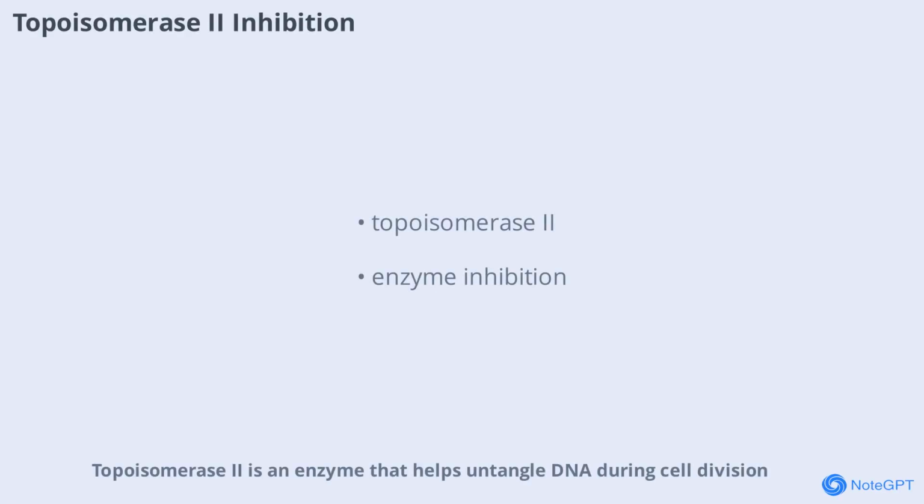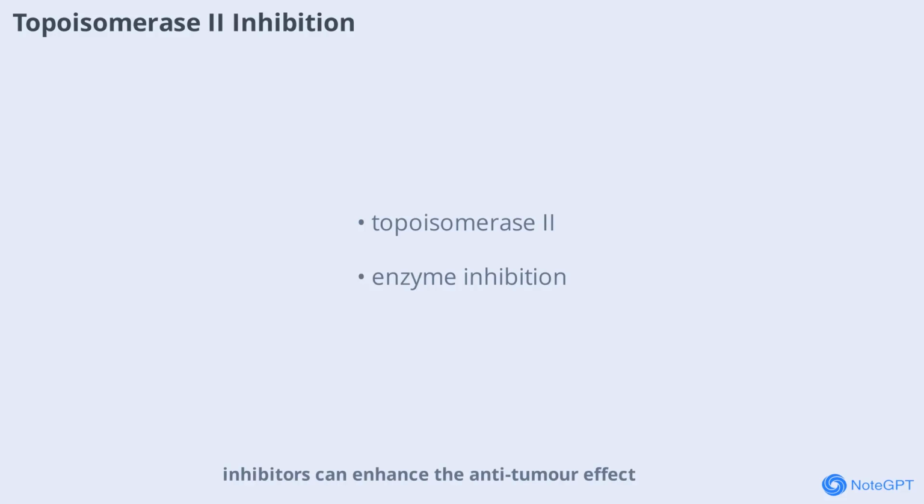Topoisomerase II is an enzyme that helps untangle DNA during cell division. Anthracyclines interfere with this enzyme, further preventing cancer cells from replicating. Combining anthracyclines with topoisomerase II inhibitors can enhance the anti-tumor effect, making this a common strategy in chemotherapy regimens.